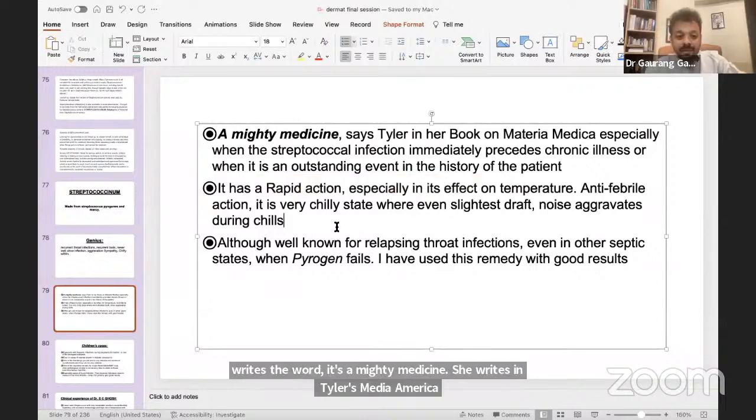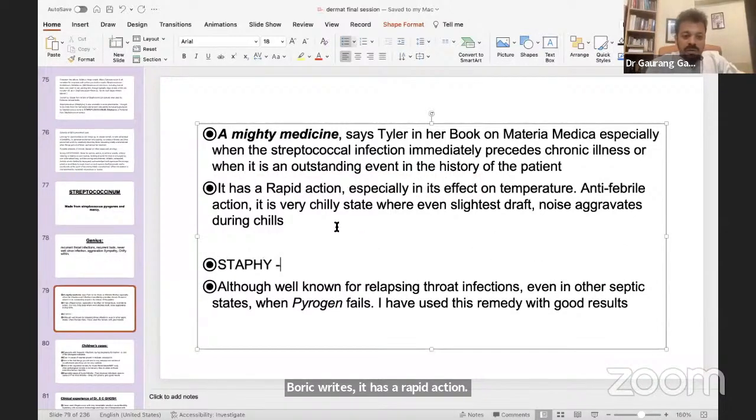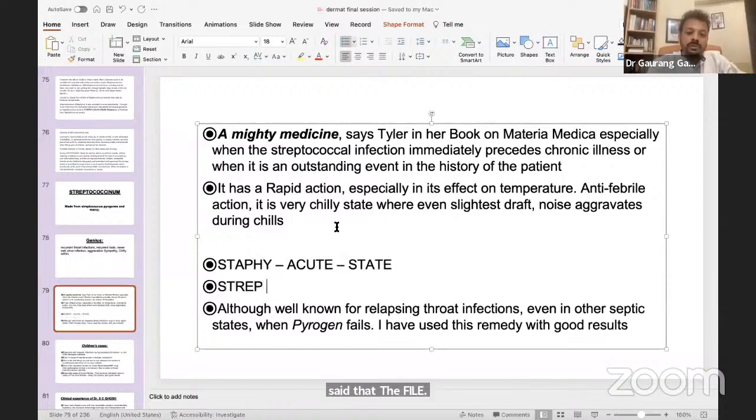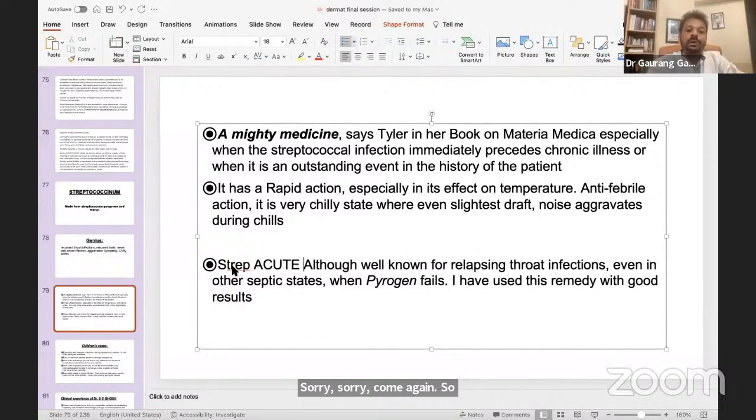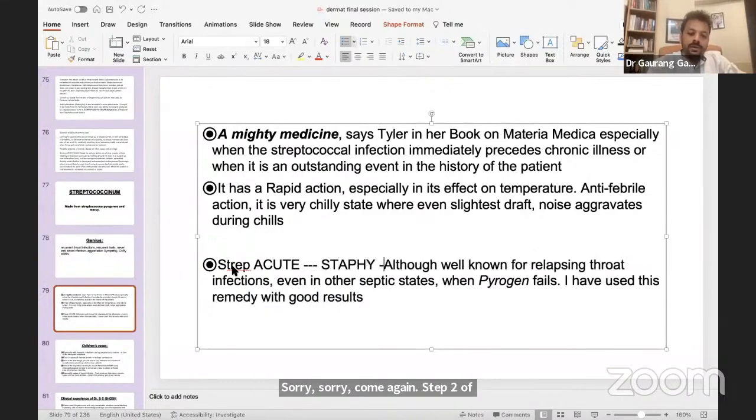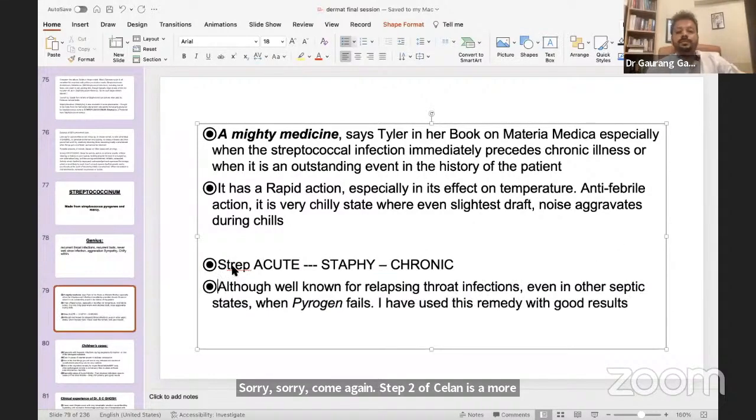So it is said that Staphylococcinum is more of an acute state remedy, and Streptococcinum, come again. Streptococcinum is a more acute remedy, and Staphylococcinum is more of a chronic.